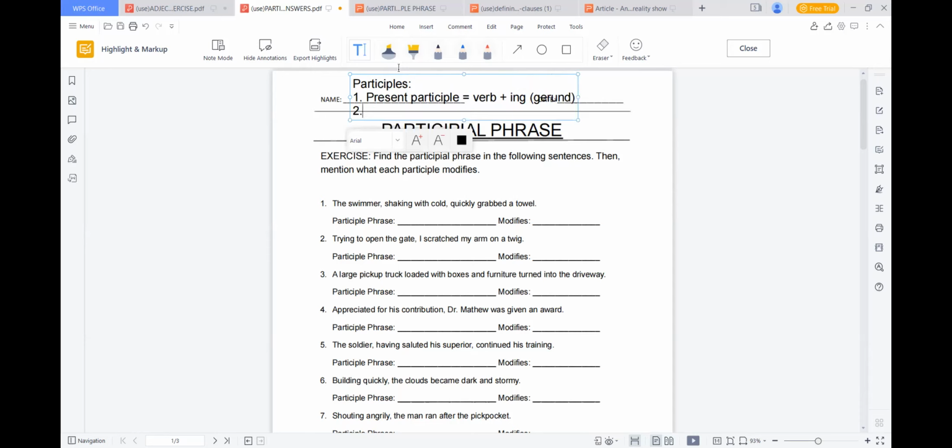The other one we call the past participle. Past participle is a verb. Usually, if it is a regular verb, we add ed, so this is called the regular past participle. But if it is irregular, we don't add ed. We also have the irregular past participle. Okay, just highlight it. Just a moment.